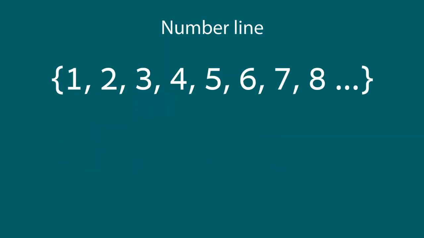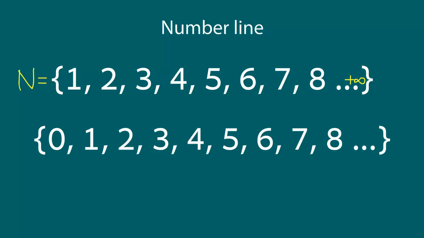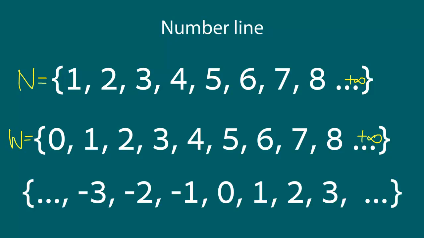So let's find out. Well, we know that this collection of numbers, we call them natural numbers, represented by uppercase letter N. That is numbers 1 through plus infinity. Then we have also learned that the collection of numbers 0, 1, 2, 3, 4 through plus infinity, we call these whole numbers, represented by uppercase W. And finally, we have seen that this collection of numbers from minus infinity, minus 3, minus 2, minus 1, 0, 1, 2, 3 through plus infinity, these numbers are called integers, represented by uppercase Z.